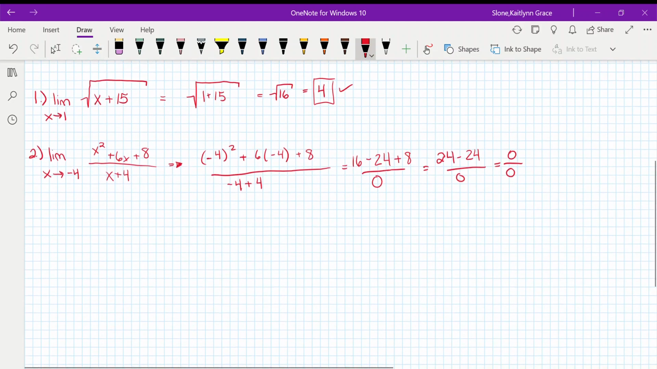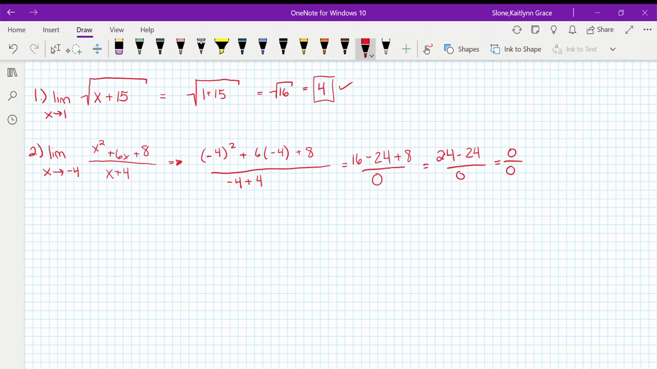So we move into step 2, which is to simplify it. So we go back to the beginning and say, hey, can we simplify this? Well, yeah, you can factor the top. So when we factor that top, we get x plus 4 times x plus 2, all over x plus 4. The top and the bottom share a factor there, so we can cancel those out. So then we're left with the limit as x approaches negative 4 of x plus 2.